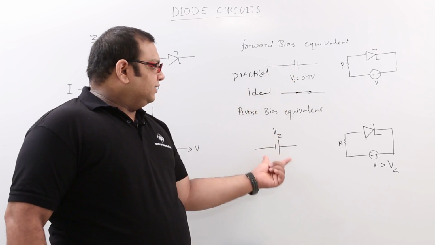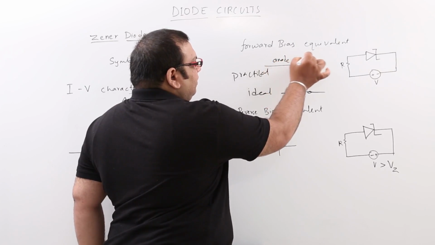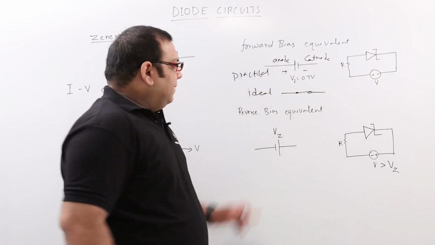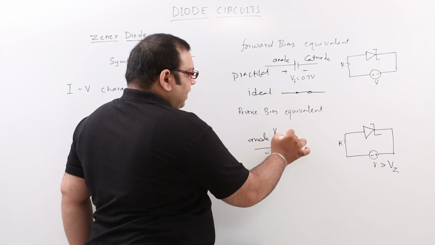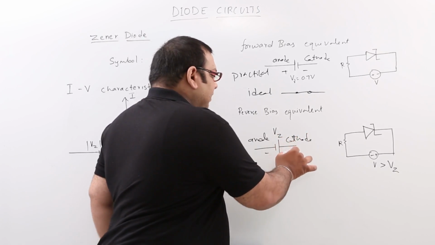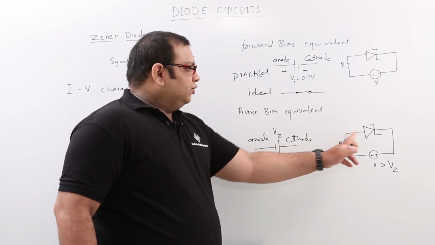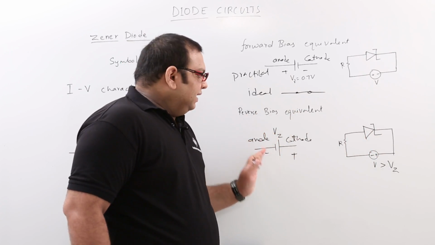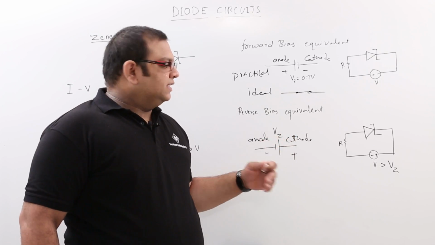And observe the polarities. Actually this is the anode side and this is the cathode side. We are taking plus and minus like this. But here the anode side you are taking negative, and the cathode side you are taking positive. So the VZ polarity is different here. This is the reverse bias equivalent of the Zener diode. Mainly this model we use in voltage regulators. We will discuss that in the next topic.